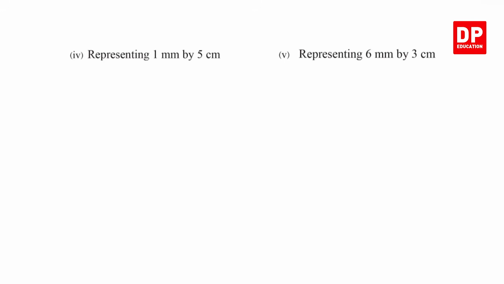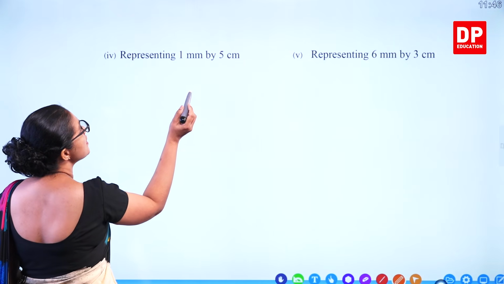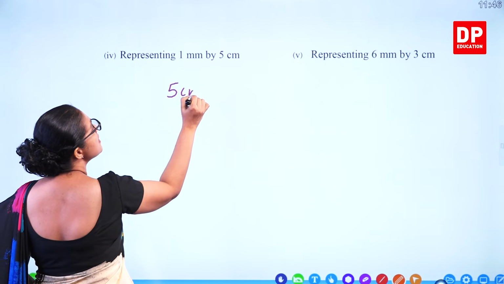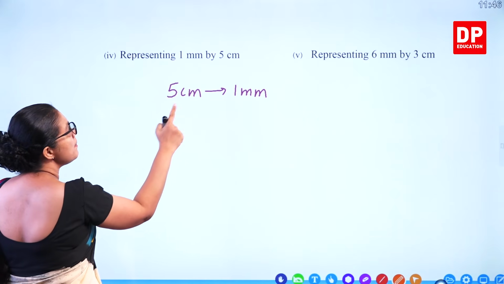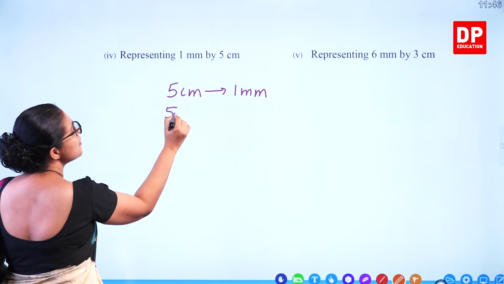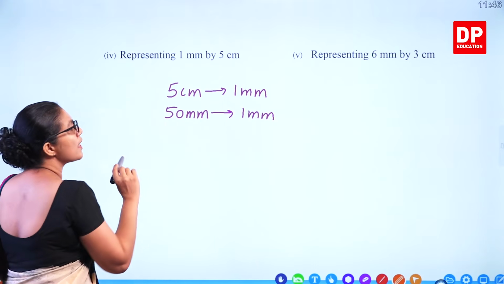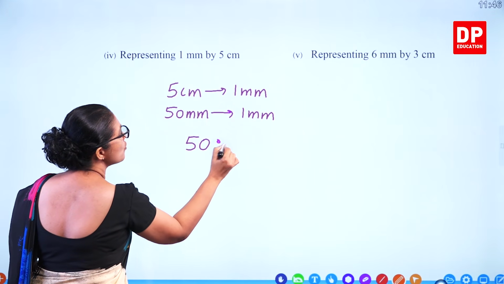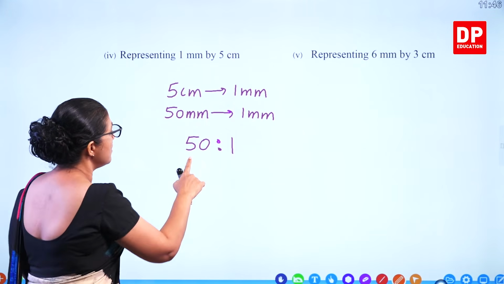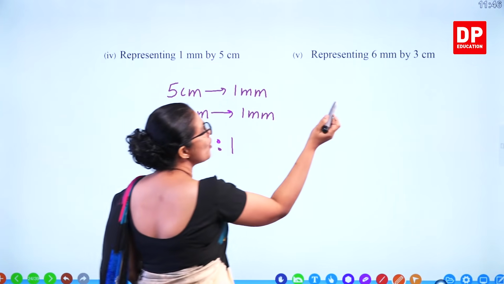This one representing 1 millimeter by 5 centimeter. So that's a smaller one. Make it bigger. So we can write 5 centimeter represented by 1 millimeter. Convert to millimeters. Multiply by 10. 50 millimeters is 1 millimeter. So you can write without millimeters. That's 50 to 1. So you can make bigger than this one. It's 50 times bigger.